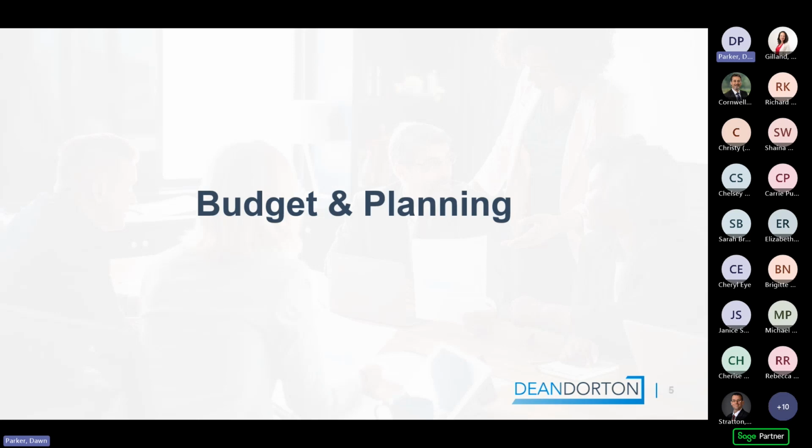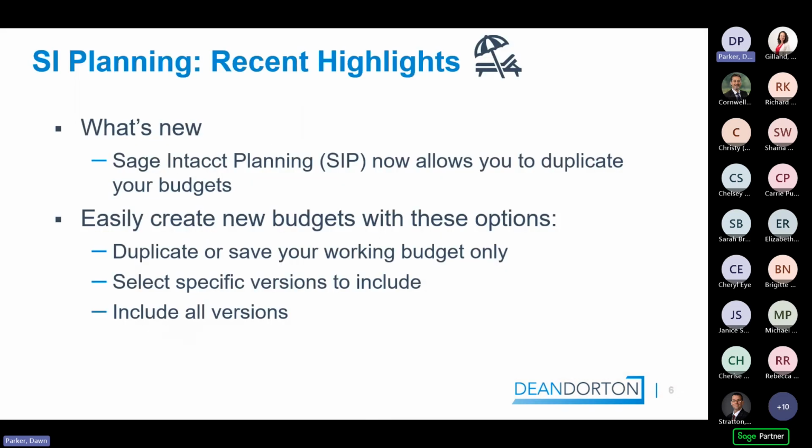We're going to now jump into a few budget and planning offerings that came along with Release 3 2023. For Sage Intacct Planning, it now allows you to duplicate your budgets. You can easily create new budgets with these following options. You can duplicate or save your working budget. You can select specific versions to include, or you can include all versions. So if you have the Sage Intacct Planning module, then those are now available.